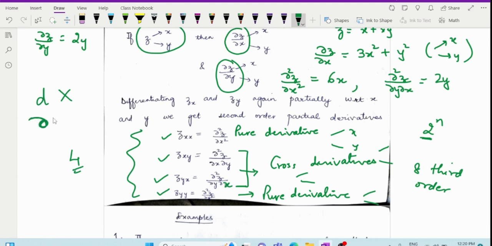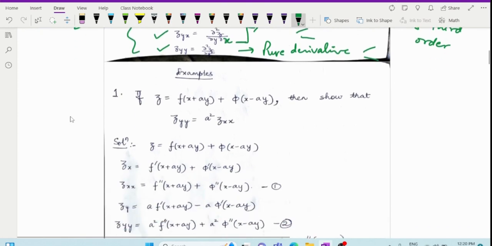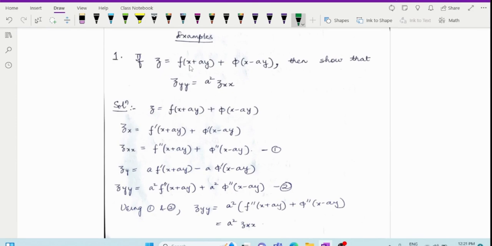Del is the notation that you have to take for partial differentiation. So now let's look at some examples on partial differentiation. Look at the first example. Suppose z is a function of x and y, which is given like f of x plus ay. A is a constant here.